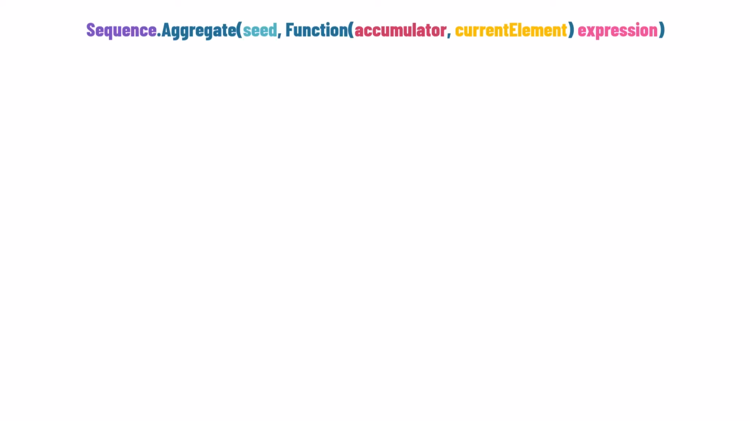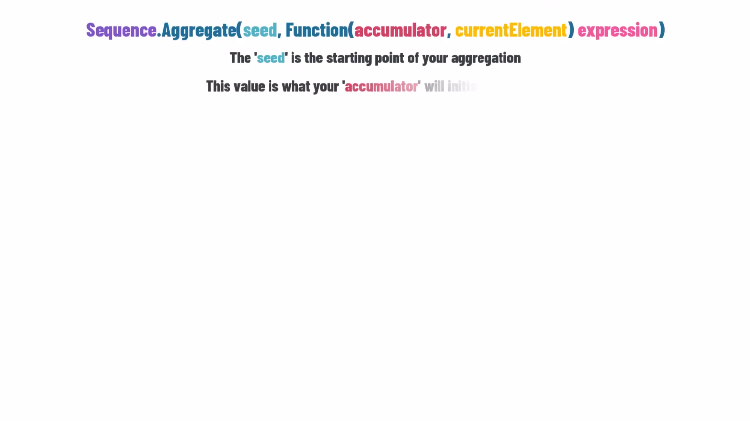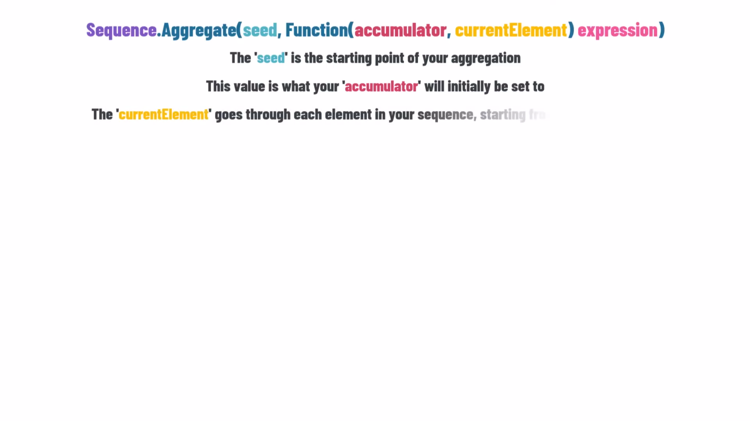Here's how it works. The seed is the starting point of your aggregation. This value is what your accumulator will initially be set to. The accumulator still holds the running result, but now it starts with the seed value. The current element goes through each element in your sequence, starting from the very first one.